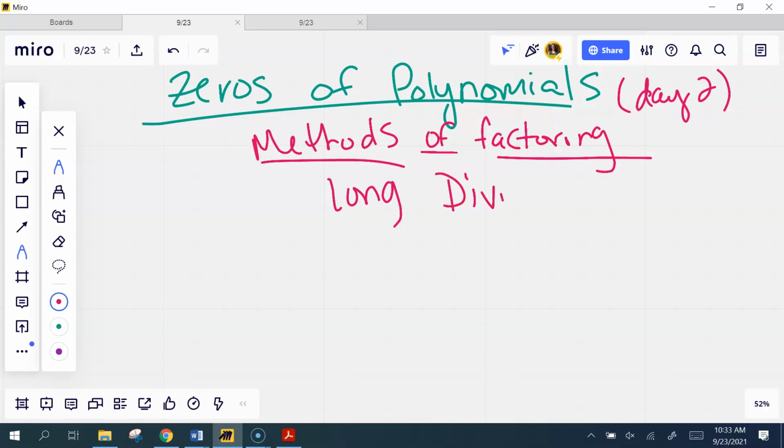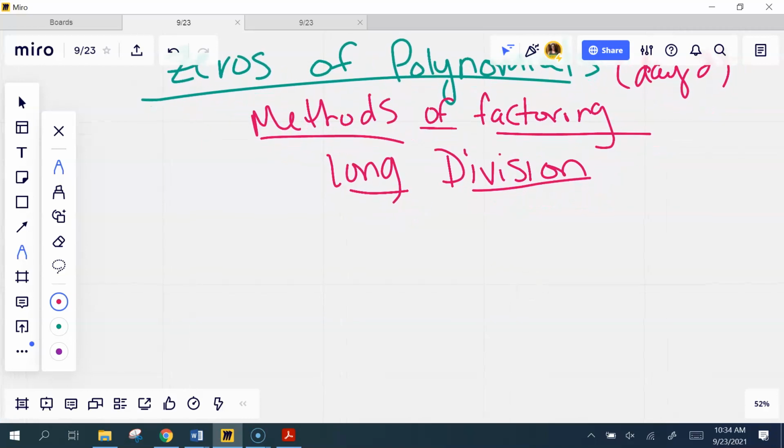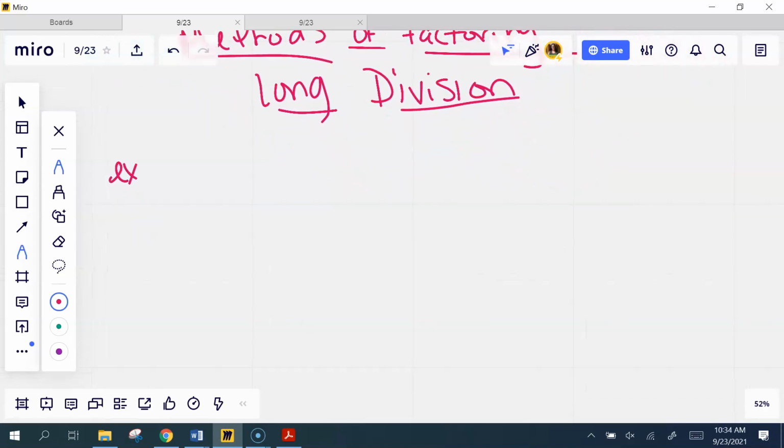Polynomial long division. Everybody's favorite. Do you remember it from Algebra 2? It's just long. It's not that it's hard. All right. I think the easiest thing is to bust into an example, and let's review.